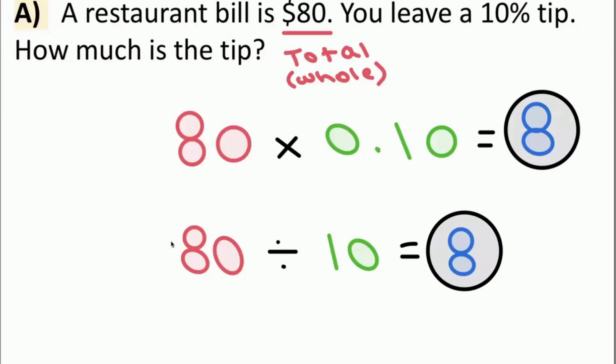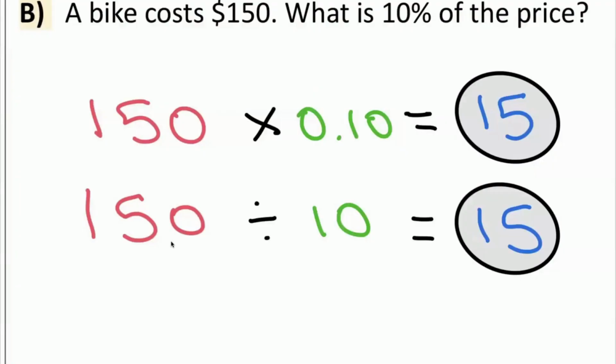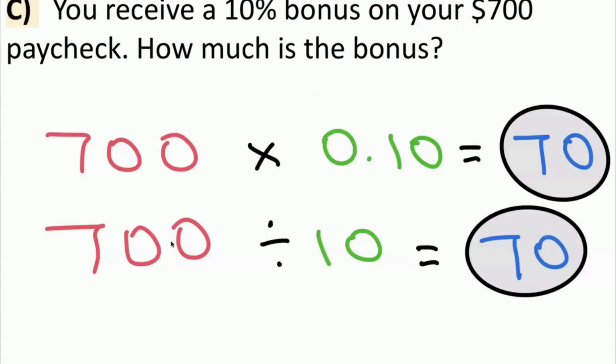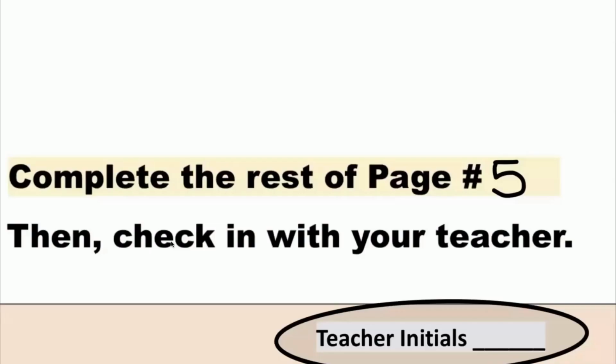Now, if you got something like 800 or 8,000, you would want to think to yourself, does that really make sense as a tip at a restaurant if the bill's $80? So you want to use your sense too, and it's called reasonableness. Ask yourself, is this reasonable? Let's check our work for problem B. Check your work for B. Let's check C. Check your work for problem C. Complete the rest of page 5 on your own, then check in with your teacher to get additional feedback.